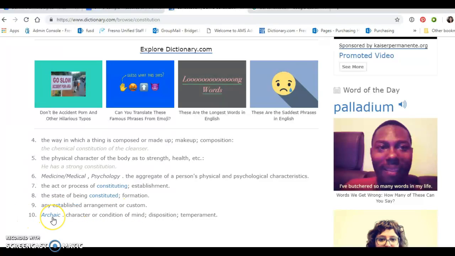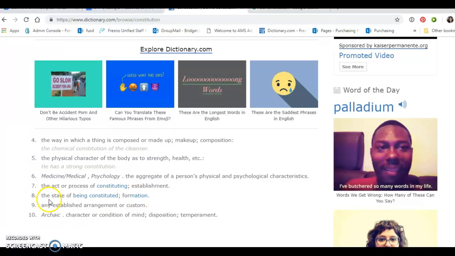Number 10, archaic. Okay, so this is what they're saying right here when they start with archaic. They're telling you that this definition is old. Archaic, the word archaic means old, kind of outdated. So this one's probably, he might have used this because Darwin documents are old. They are kind of archaic maybe. So that could be a possibility. But actually, look at number 8.